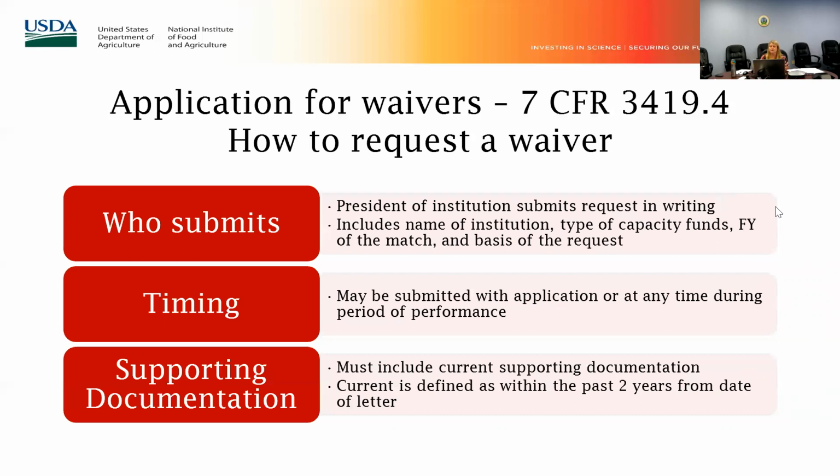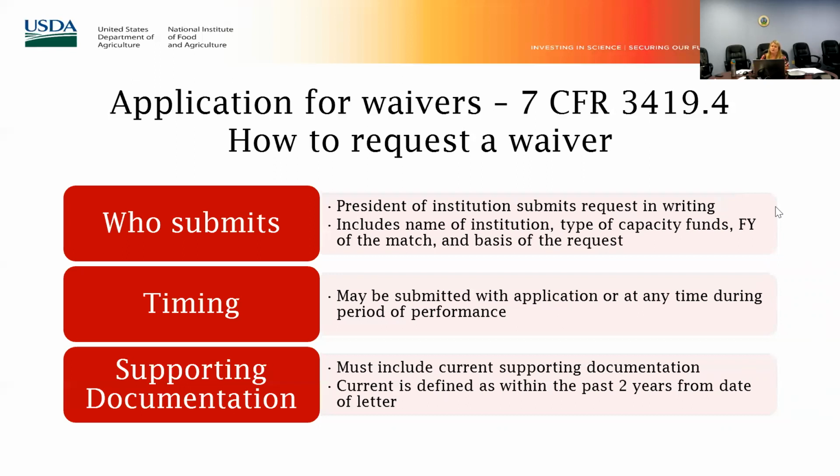So as I mentioned with the waiver request, why does it come from the president versus the research director or AOR? If you look at the 4 criteria, you are saying that either there was the natural disaster, or that the state has a financial crisis, the institution has a financial crisis, or you've tried everything to get match and haven't.